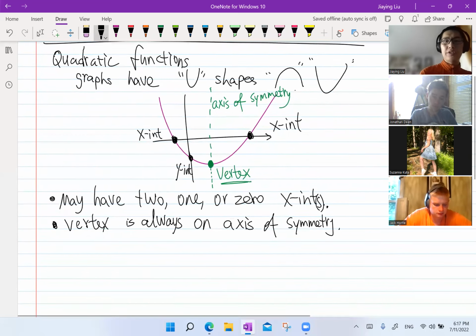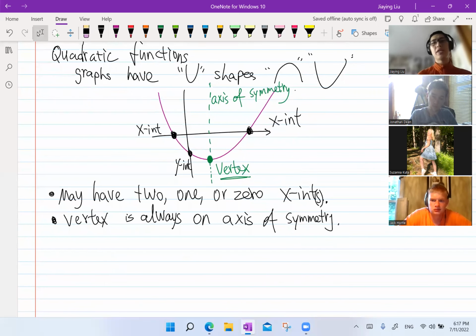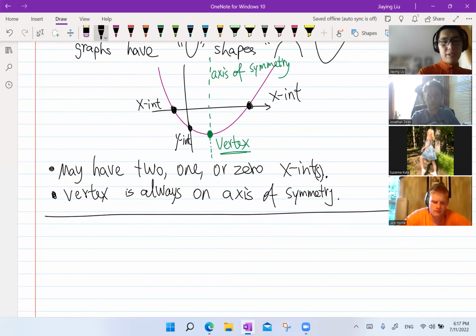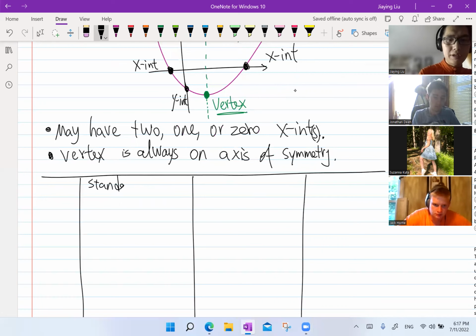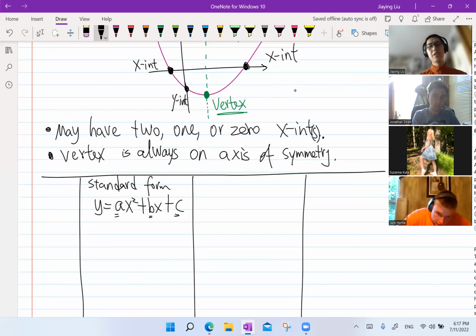So let's talk about the different ways of writing the function. Just like a linear function, we can write y equals mx plus b, the slope-intercept form, or you could have point-slope form. It's the same equation, just a different way of writing it. So the first one, I'm going to make a list here. I'm going to list three. I'm just going to make a table, but I'm pretty confident that you have seen them before. So the first one is the standard form, which is y equals ax squared plus bx plus c, where a, b, c are constants. x is just a changing variable, the input.